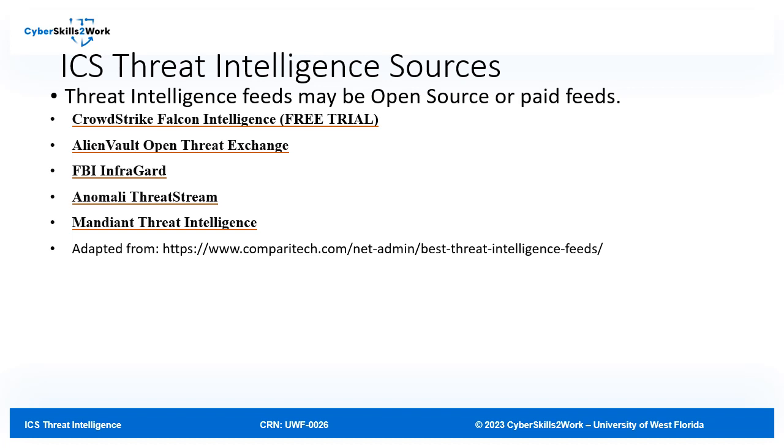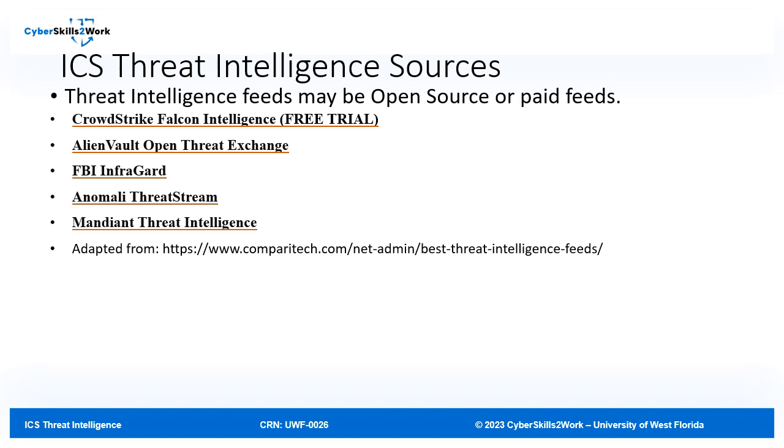FBI InfraGard is a threat intelligence feed from the FBI that carries a lot of authority and is free to access. Feeds are categorized by industry according to the definitions of the Cybersecurity and Infrastructure Security Agency. So this is a filtered list of indicators of compromise, IOCs, according to the activity sector. Joining the service also enrolls you in a local chapter, which is an excellent opportunity to network with other local business leaders.